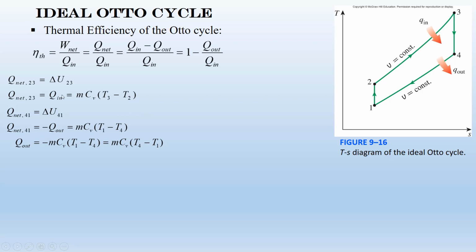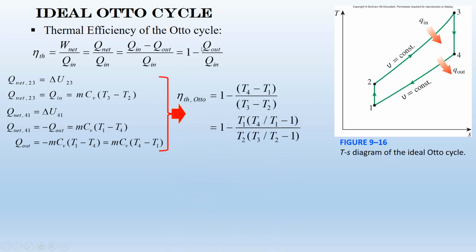Now let's substitute for the Q in and Q out from these two equations into the equation for the thermal efficiency. If you substitute, we can cancel the m Cv in the denominator and numerator. Then the thermal efficiency is 1 minus (T4 minus T1) over (T3 minus T2). Then you can rewrite it in this format, correct? If you multiply the T1 in these parentheses, you will have this term. If you multiply the T2 in these parentheses, you will have this term.